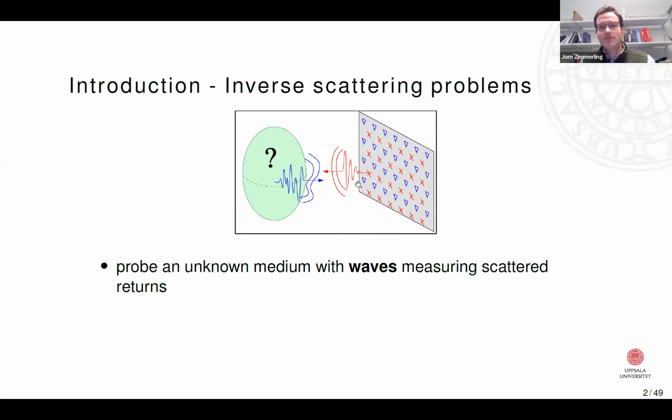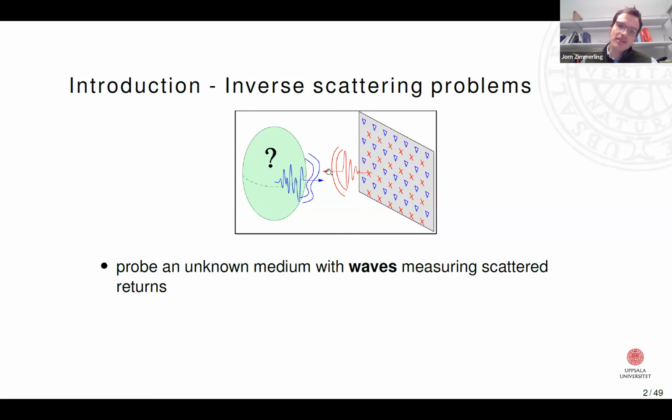So the type of problems I want to talk about are inverse scattering problems. In an inverse scattering problem, in this sketch here on the right-hand side, we have an array of sources marked X and receivers marked triangle. They will probe a medium, which is in this egg with a question mark in it. They will penetrate the medium with waves. The waves will scatter up and down in this egg, and some of these waves will return to the array where they will be received.